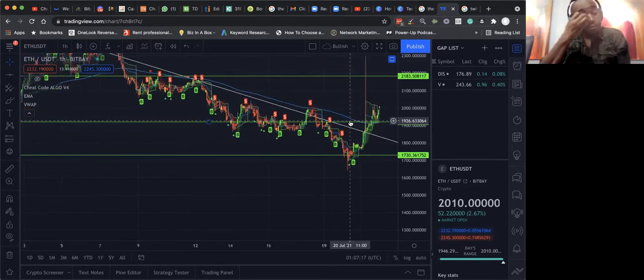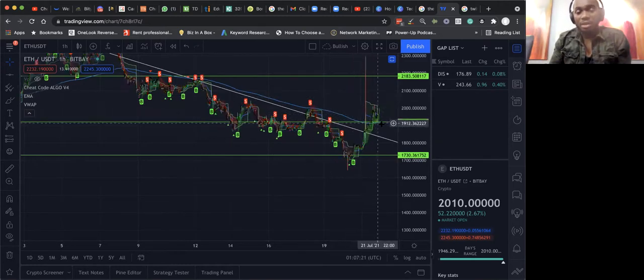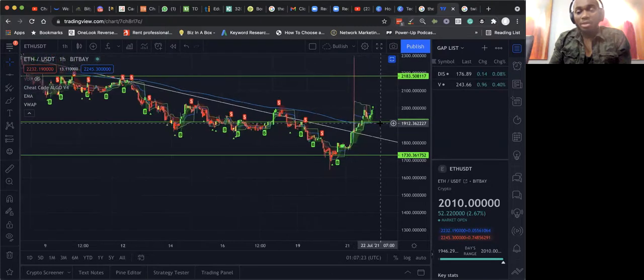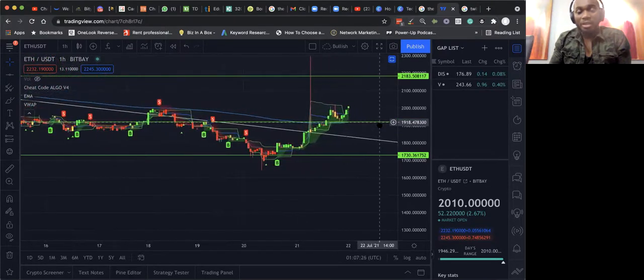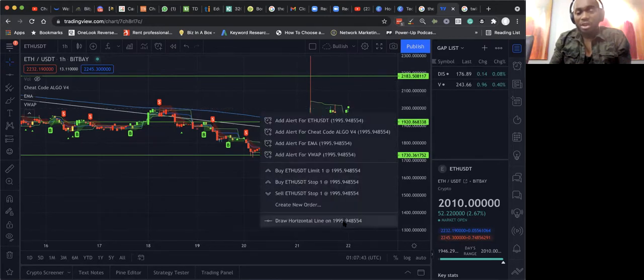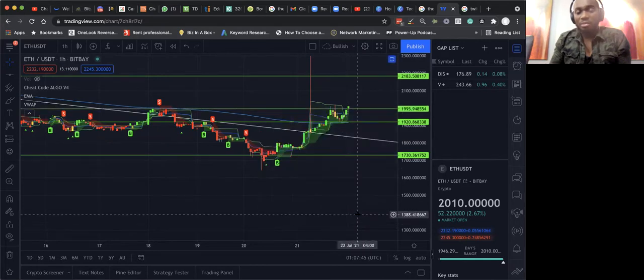For trying to trade Ethereum on the 1 hour, this is probably a good place to get in. I would call this clearly a cup and handle, ladies and gentlemen. I think we're looking at a cup and handle, because if we put a resistance right here, you can see it bounced off of it and came back down. If we put a resistance right here at 1,995 price, that's a cup and handle.